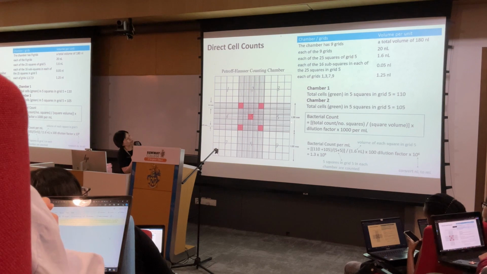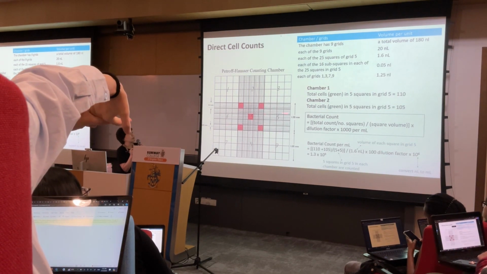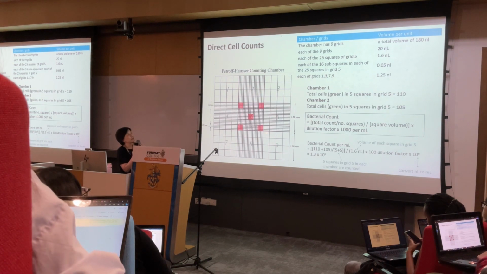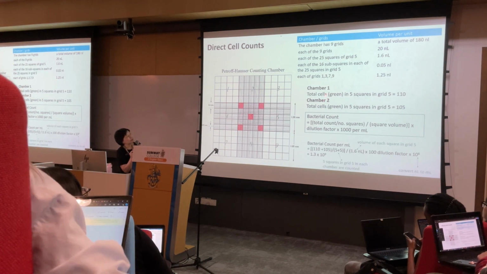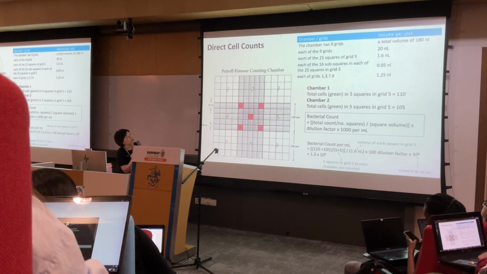Okay, you have two chambers. Let's say you do the counting for two chambers in grid 5. So for the total cells that you can get in grid 5, you are actually counting here, here, here, and here. 1, 2, 3, 4, 5, right? And you will have 110, and the other chamber gives you 105.